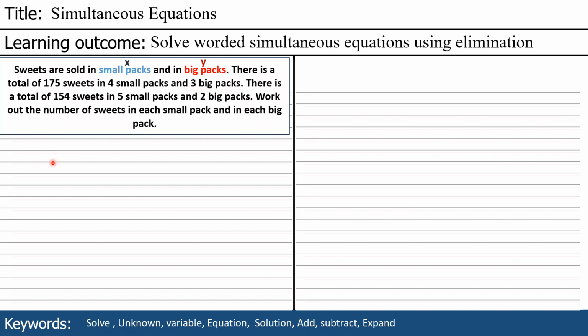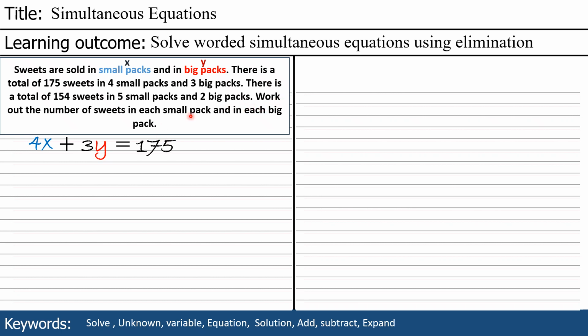So that is 4 small packs, that's 4x. x represents small packs, and we use add for "and" 3 big packs. y represents big packs, so that's 3y. So that's equal to 175. Let's look at our next equation.